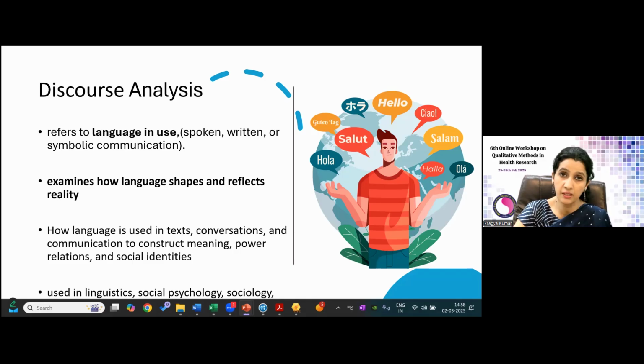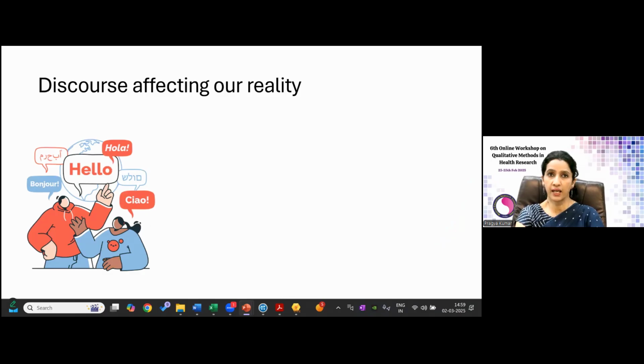So it examines how this language shapes and affects reality, because there are multiple realities. What language you speak and how it affects the reality of the society, that we study as a pattern in discourse analysis. So how this language is used in conversation, in communication, and it is used in sociology, linguistics, and more in media and politics. There it affects.